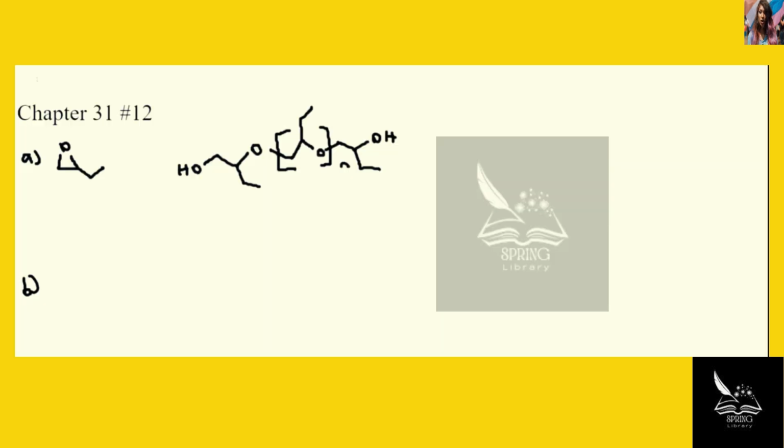Again, I will just redraw the epoxide so that we can see what we're working with. In this case, we have an epoxide coming off of a six-membered ring. So there we go. Put arrows in. Okay, so this is going to be exactly the same as A was.